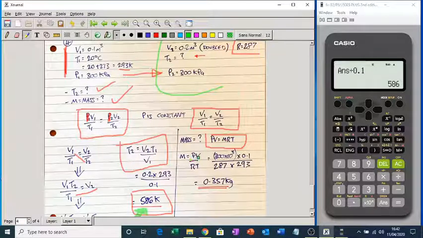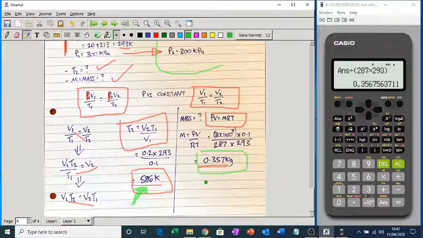PV equals MRT, P V over R T. There's the values. 300 times by 0.1. There we are. Divide that by 287 times by 293, close the bracket, press equals 0.357 kilograms. That's the mass of the gas, correct?